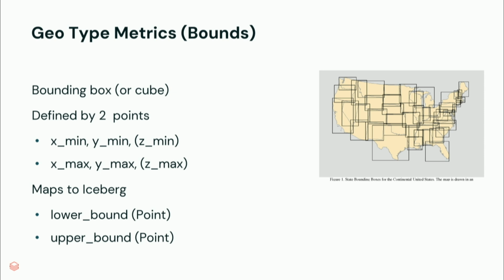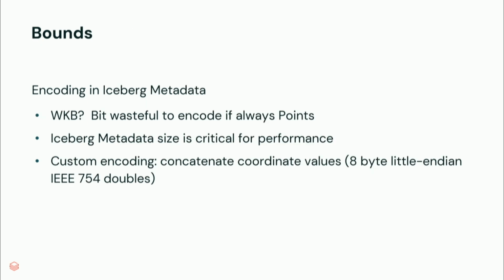And both of the points are themselves geodata, which is great, because in Iceberg, as of now, the bounds need to be an instance of that column. So this works perfectly so far for Iceberg. There was only a little bit of discussion in the Iceberg community about how to encode the bounds. Initially, we were thinking, why reinvent the wheel? We'll use WKB again.